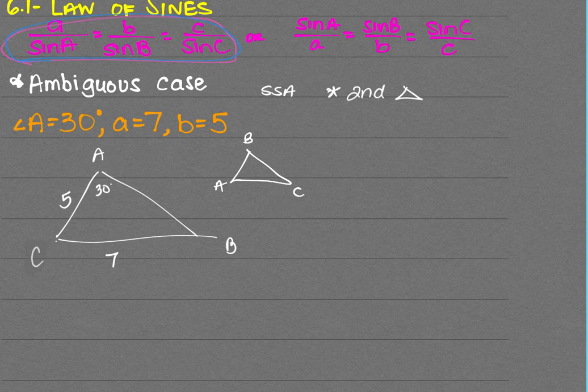So I don't understand. Is it always A, B, C, like clockwise? No, it could go the other way. It doesn't matter. You just label it, and then this is 30. No matter what, that would be 30. Opposite that is what's A. That's what's important. Always 7, 7. And then opposite the capital B is where you put lowercase b.